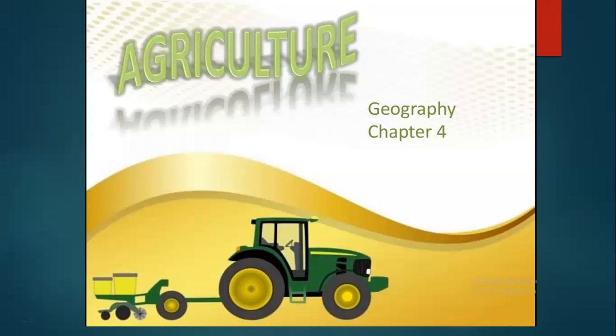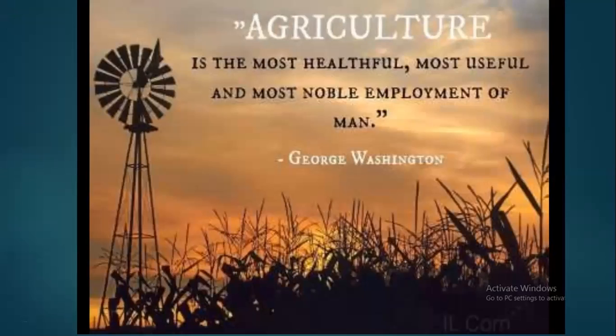According to George Washington, agriculture is the most healthful, useful and most noble employment of a man. Because if there is no agriculture, what would happen to our world? From where are we going to get food to eat? Whatever industries or offices there are, human resources are working there. So for these human resources, for their energy, for their development, agriculture is very much needed.